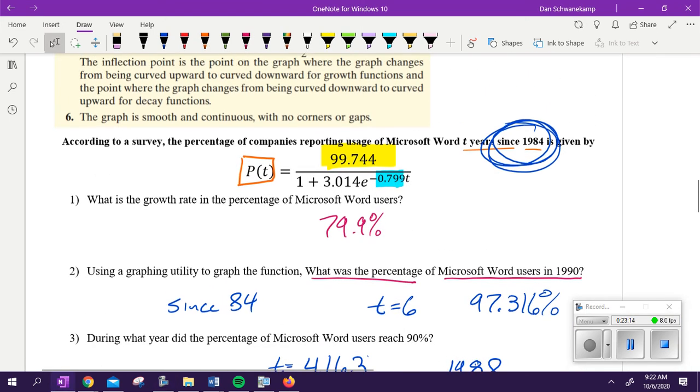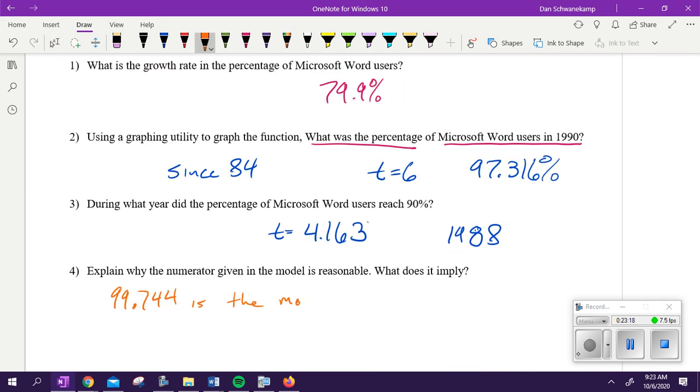99.744, that number on top represents the what? That's the maximum. What's the word we're using in these logistical models? That is the carrying capacity, or in other words, the most we can have in this situation, which probably in the early 2000s made sense. 99.744 was probably the most percent that a business could have because it's almost 100. I would bet almost everyone was using Microsoft Word. There's probably like one person out there using WordPerfect.